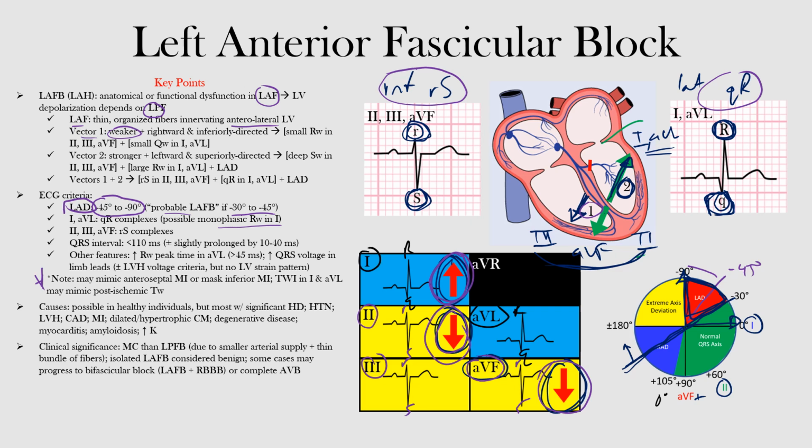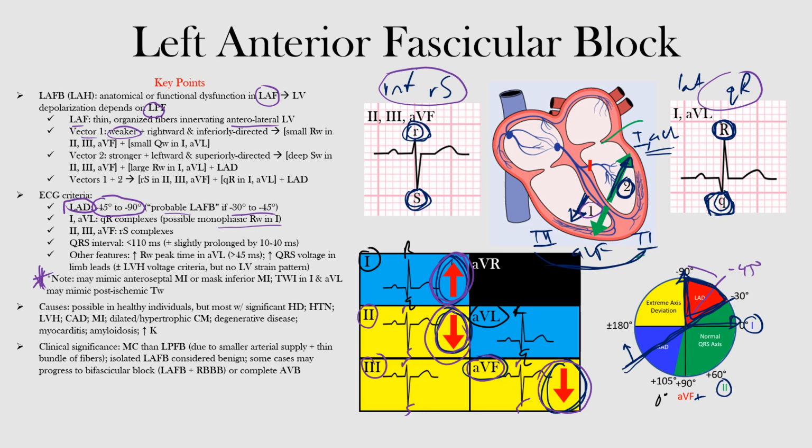The QRS interval will normally be within normal limits, less than 110 milliseconds. It could be slightly prolonged because of this delay in conduction. There are a number of other features here, with an increase in the intrinsicoid deflection period, as well as an increase in the QRS voltage in the limb leads. Sometimes you may see the left ventricular hypertrophy voltage criteria in these leads be met, although there will be no strain pattern present. Then I said to mark this and come back to some of those mimickers of MIs.